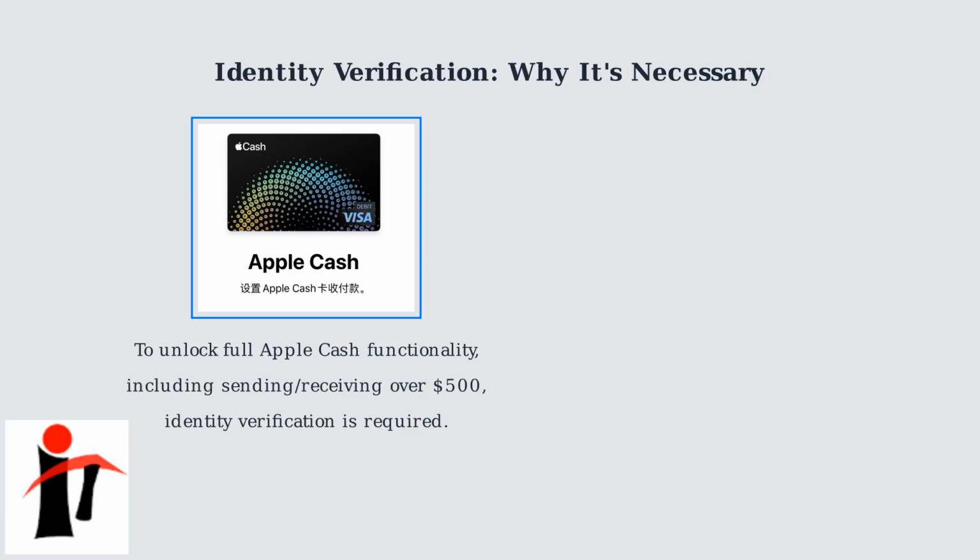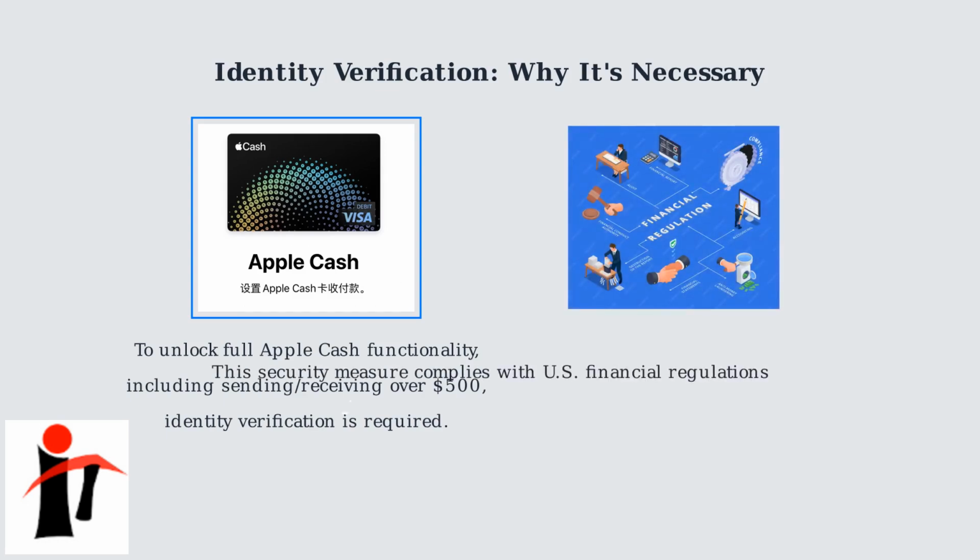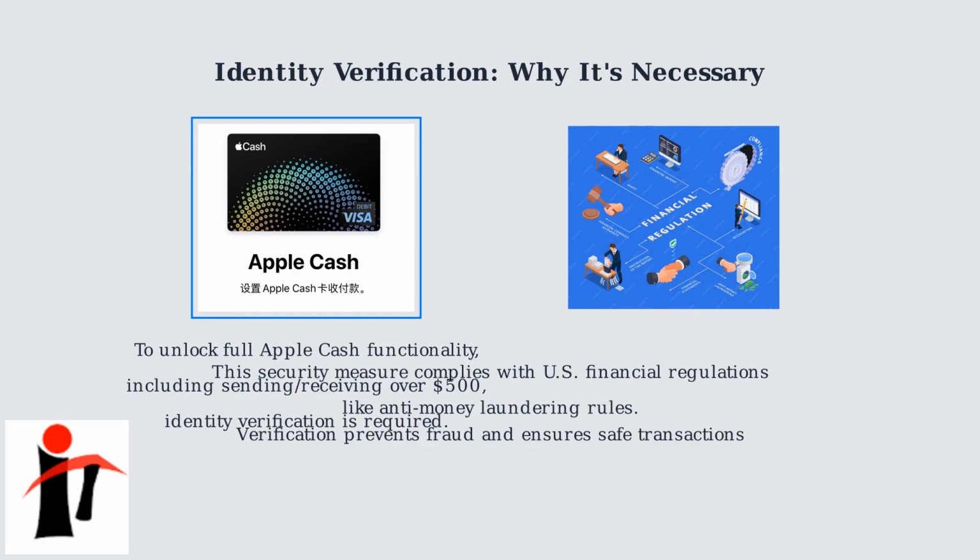To unlock the full functionality of Apple Cash, including sending and receiving larger amounts of money over $500, you need to verify your identity. This is a standard security measure to comply with U.S. financial regulations. Identity verification is required to send or receive money over $500 or for full access. This verification process helps prevent fraud and ensures compliance with anti-money laundering regulations. It enhances security for all users by requiring identity checks before allowing larger transactions.